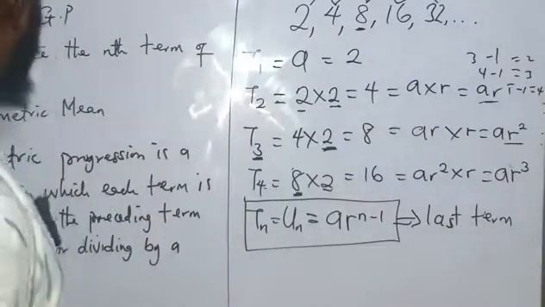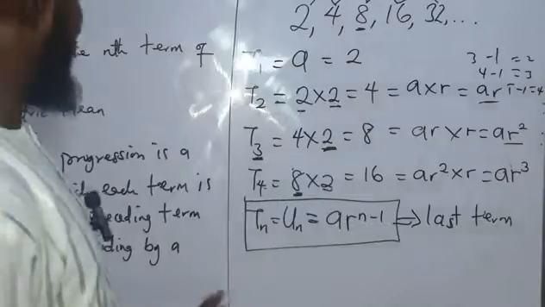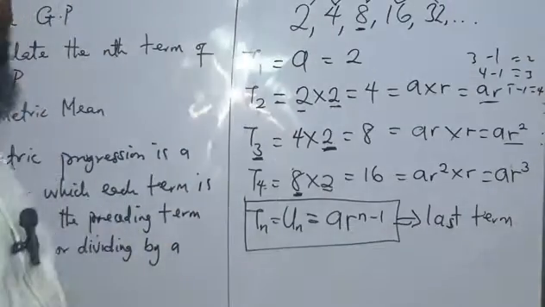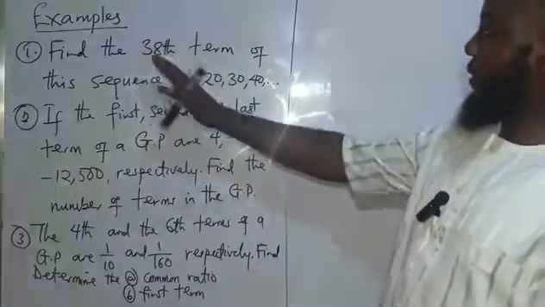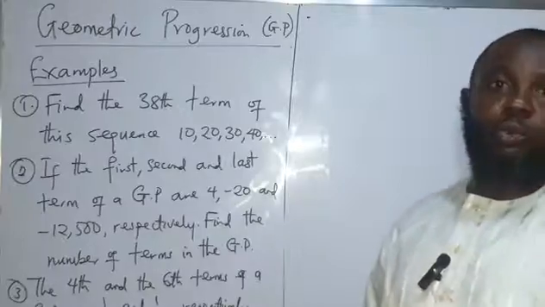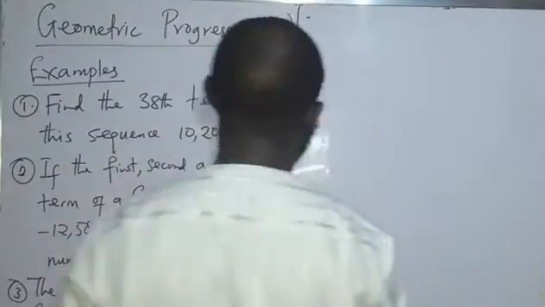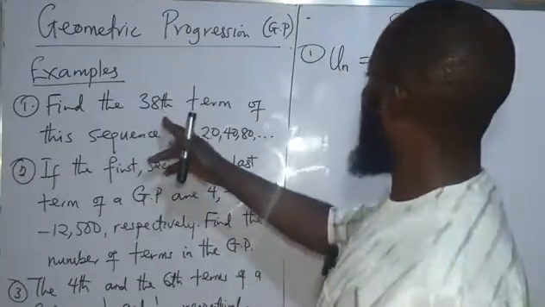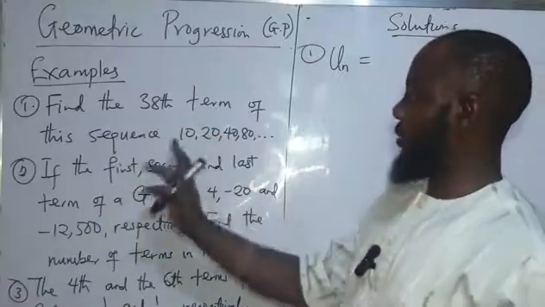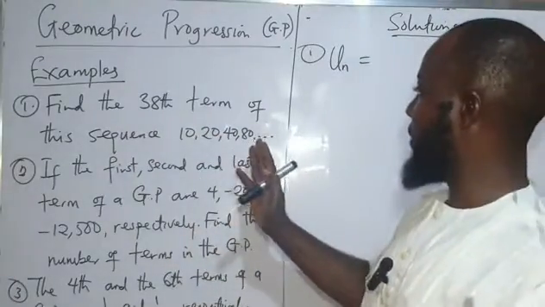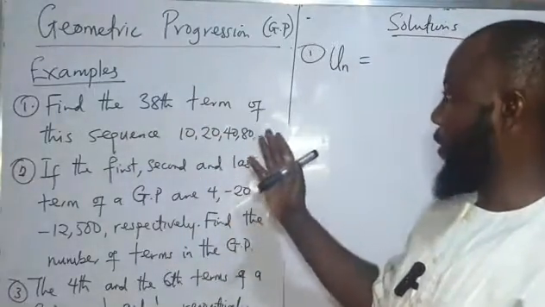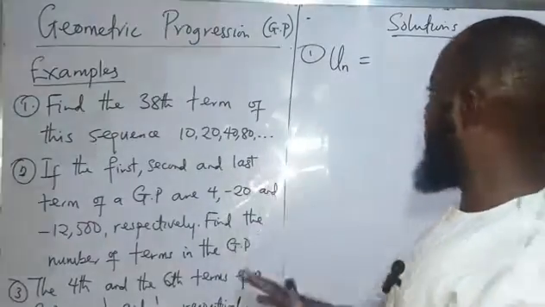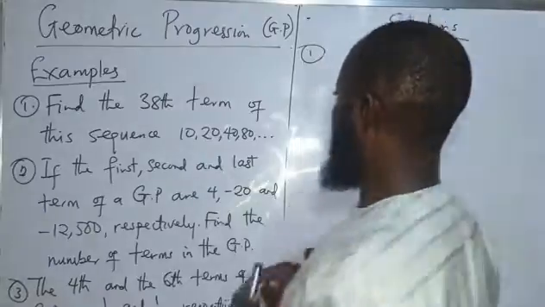The next stage now is to look at examples on this. We solve examples before we move to the next one. Look at these 3 examples. This is what we want to solve. Let's start with the first one. Find the 38th term of this sequence. We don't know whether this sequence is a GP or an AP, so the first thing we need to do is determine whether it is an AP or a GP. So let's look at that.